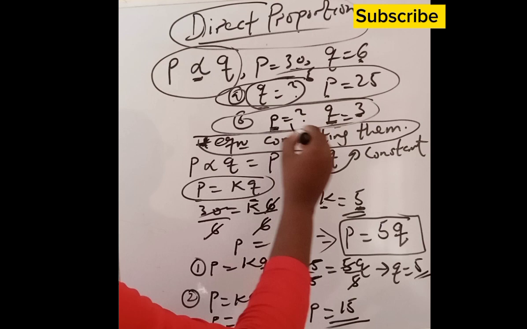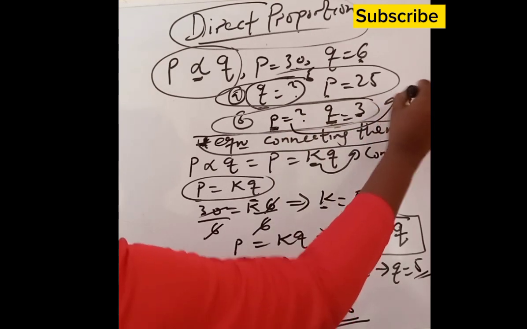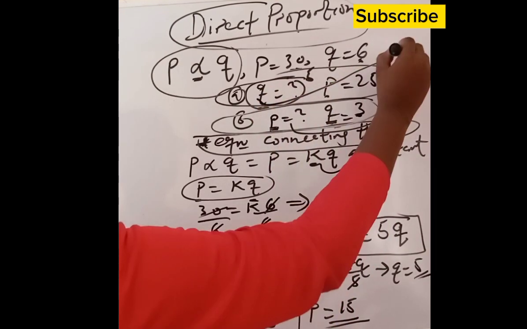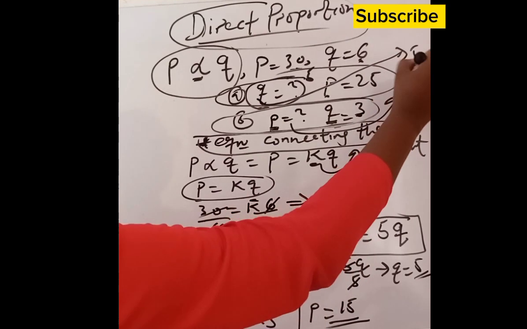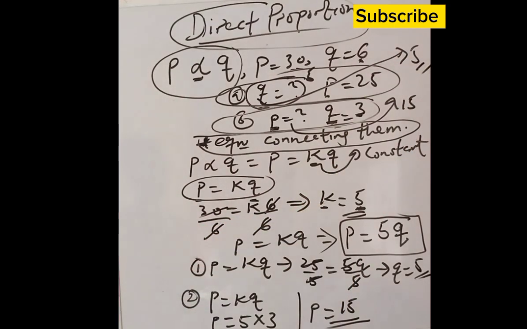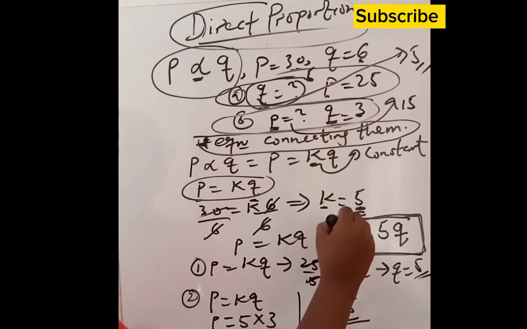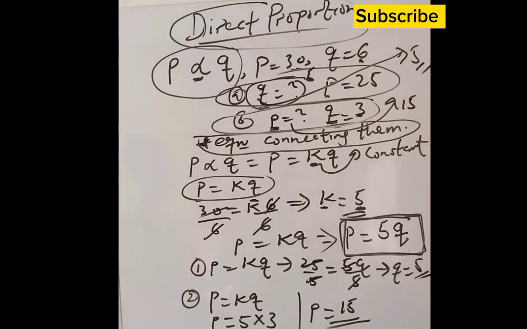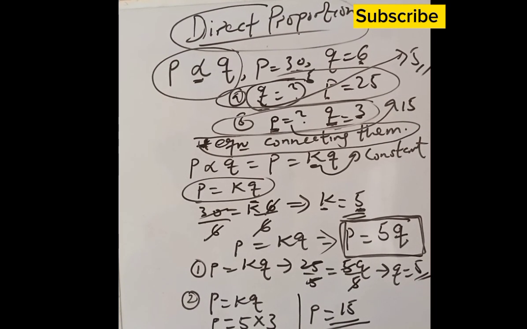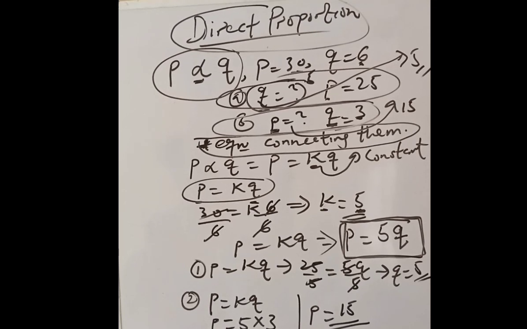And that is the end of today's class. So today you've been able to see that P equals 15, Q equals 5. And we also got the equation connecting them, which is P equals 5Q. And that answers the given questions.